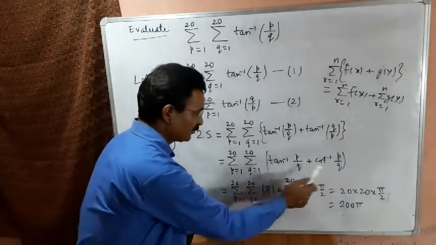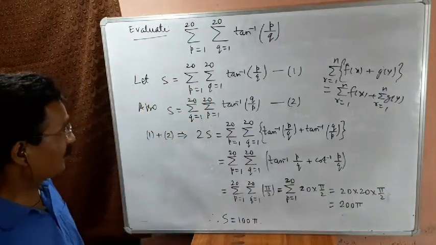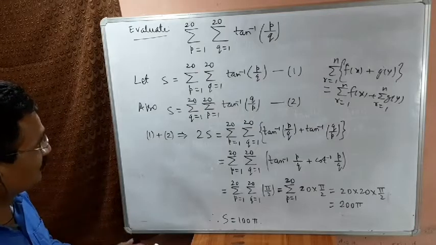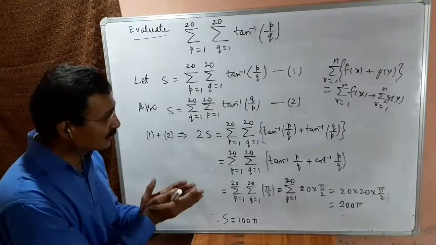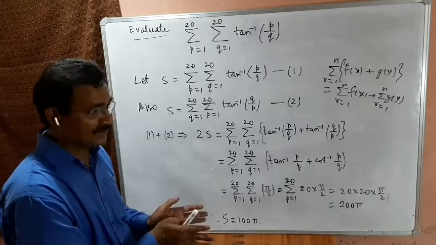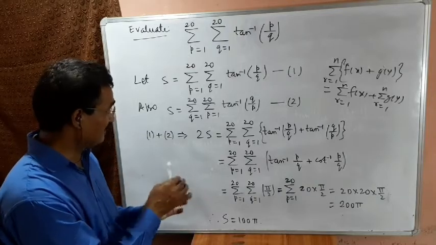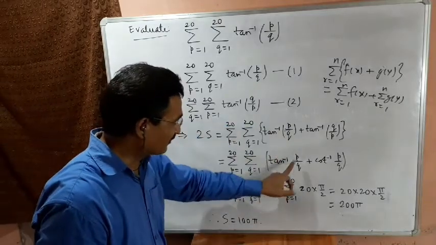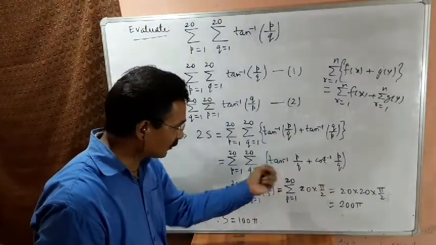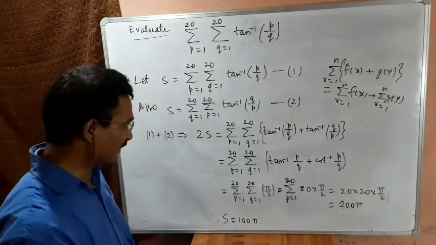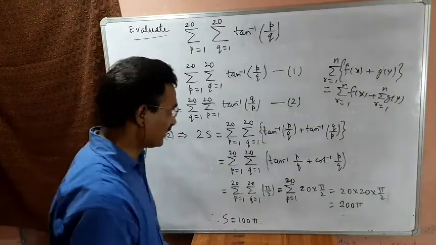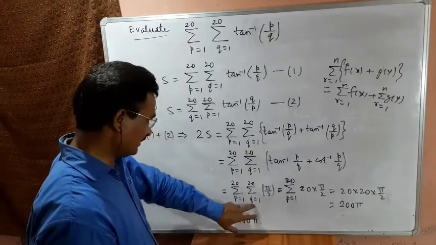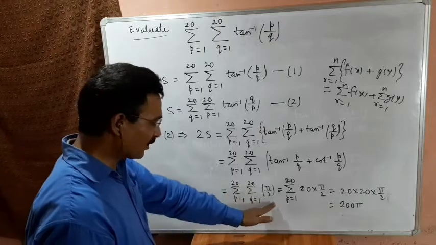Now the sum of these two will be pi by 2. You may understand why I was trying to explain that if P and Q are interchanged there is no loss of validity: because if we interchange, this becomes that, and the sum becomes a constant. Tan inverse P by Q plus cot inverse P by Q is equal to pi by 2. Therefore, in the next step, this becomes summation of pi by 2. Now pi by 2 is a constant.